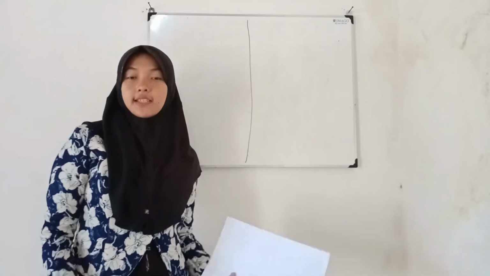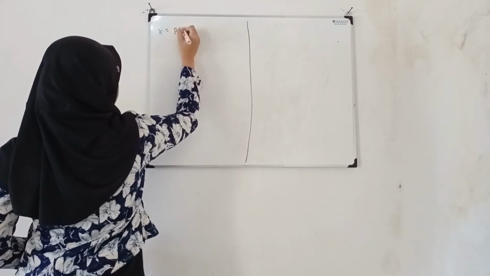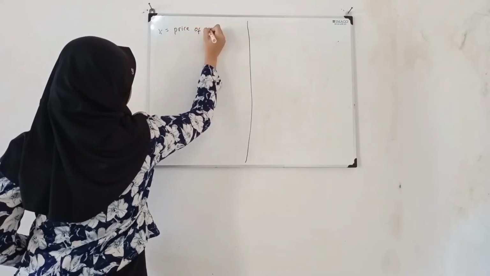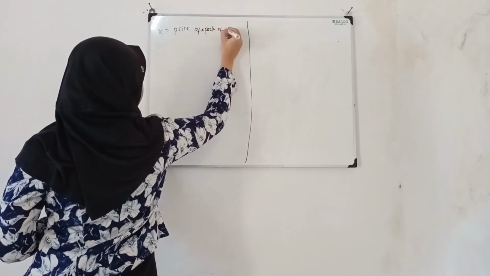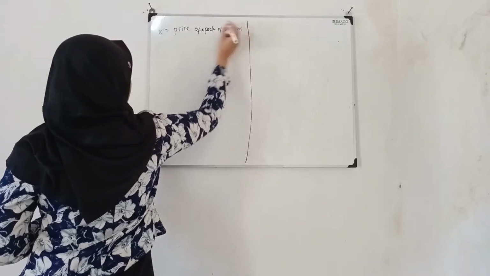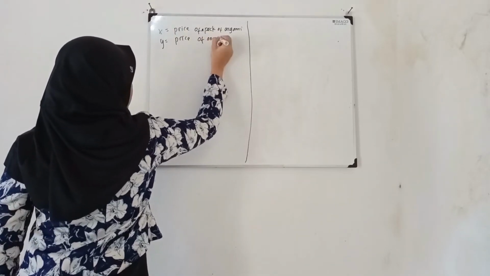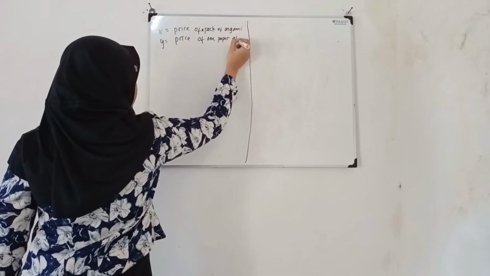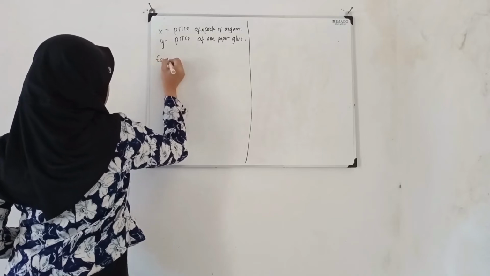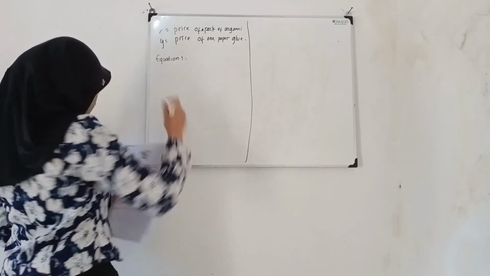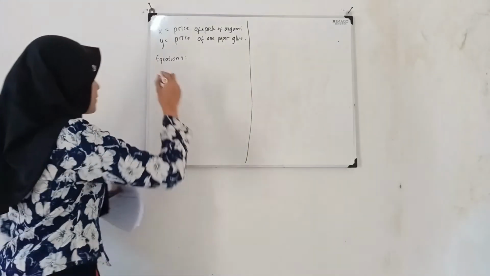So the solution is, okay, suppose x is the price of a pack of origami paper, and y is equal to the price of one paper glue. So guys, for equation 1, Adinda bought 2 packs of origami and 1 paper glue. She paid 70,000.